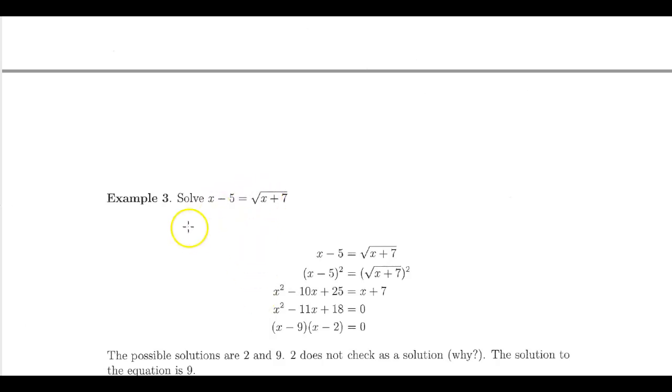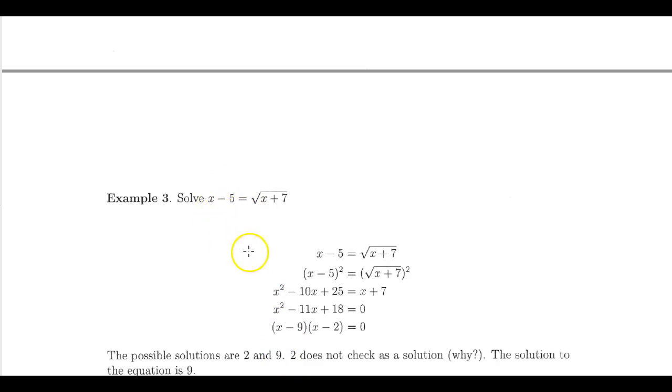So here we have x minus 5 equals the square root of x plus 7. We can square both sides, and if we square x minus 5, we get x squared minus 10x plus 25 equal to x plus 7. We can subtract x from both sides and subtract 7 from both sides. So we get x squared minus 11x plus 18 equals 0. And we can factor. So we have x minus 9 times x minus 2 equals 0. That means that 2 and 9 are possible solutions.